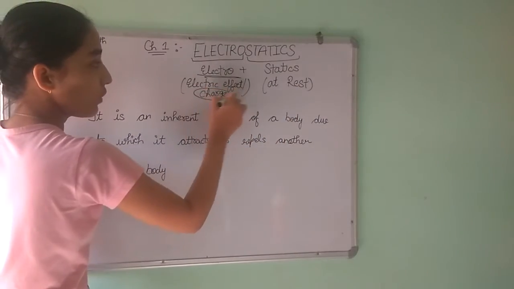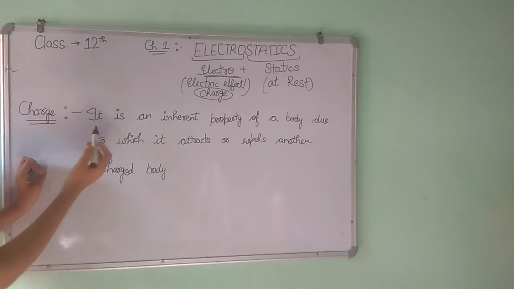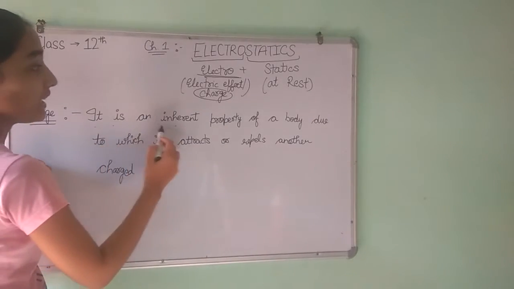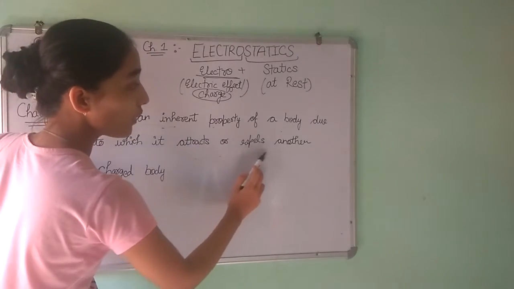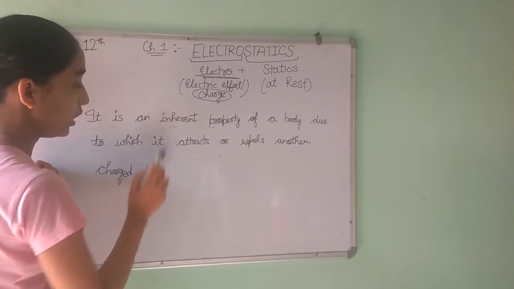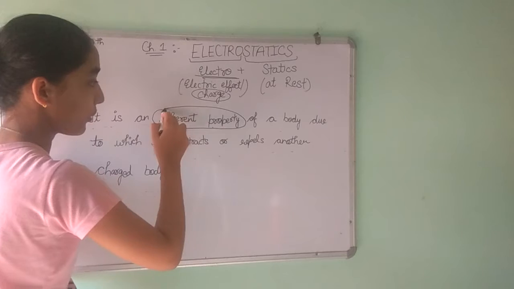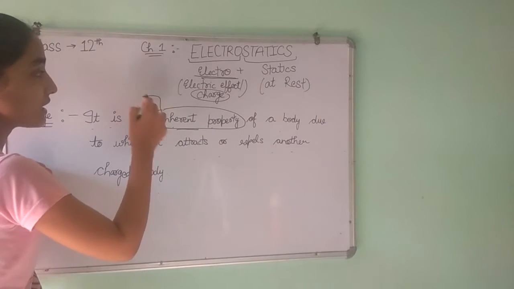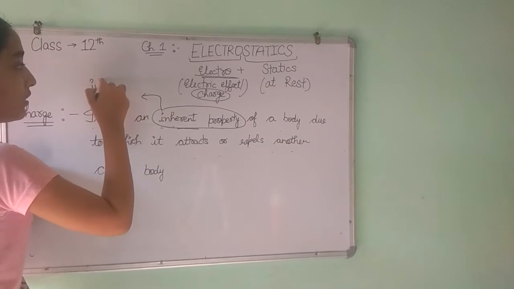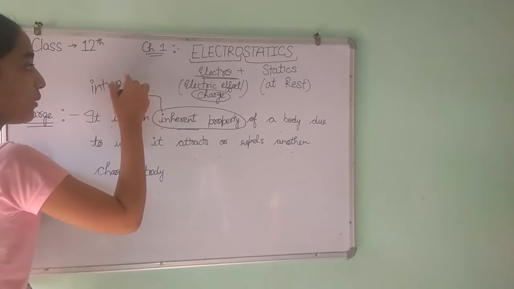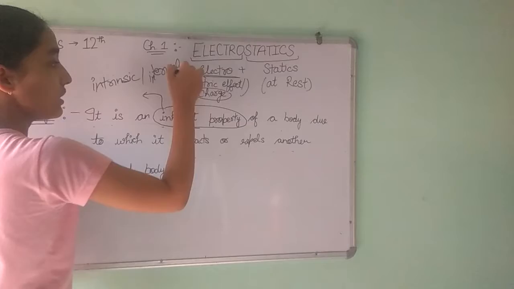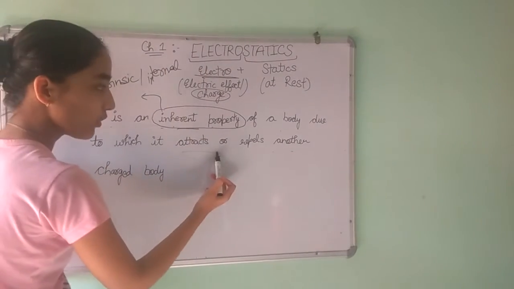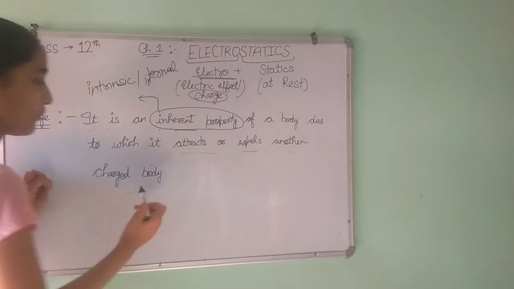So firstly we shall know about charge. So see the definition of charge. It is an inherent property of a body due to which it attracts or repels another charged body. What do you mean by inherent property? Inherent property means it is the intrinsic, or we can say the internal property of a body due to which either it attracts a body or repels another body.